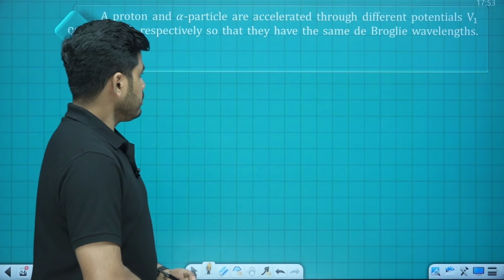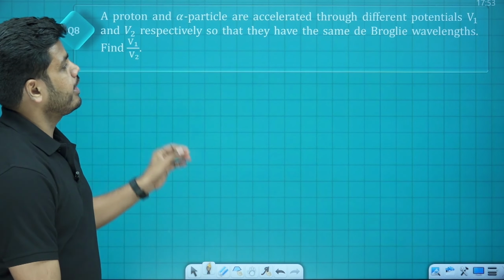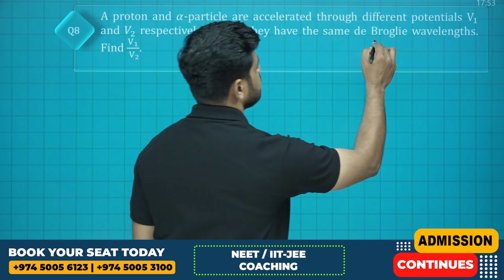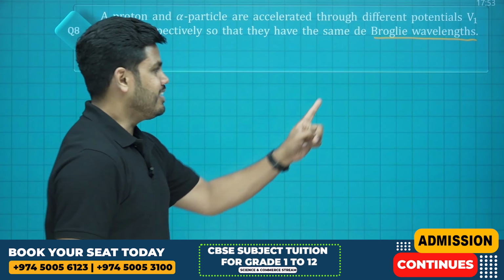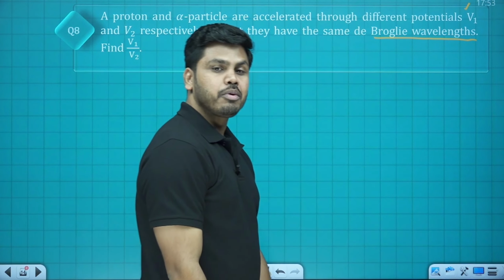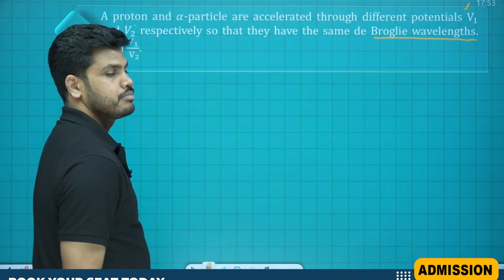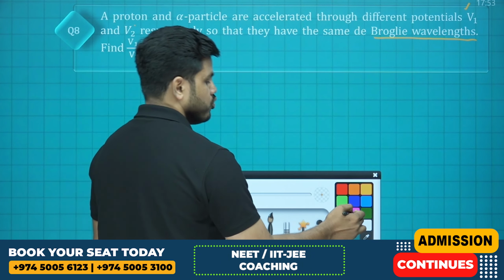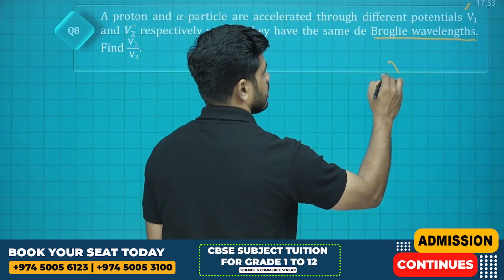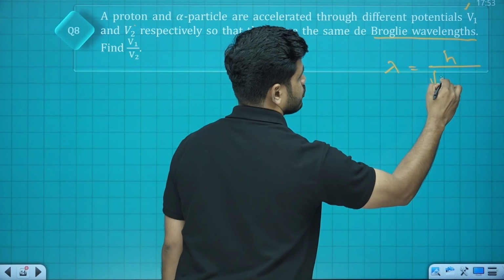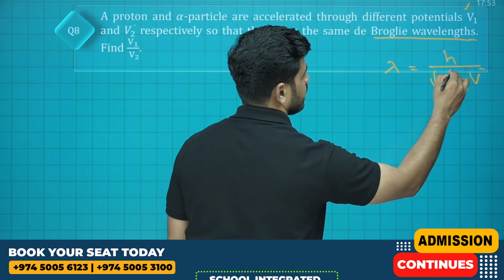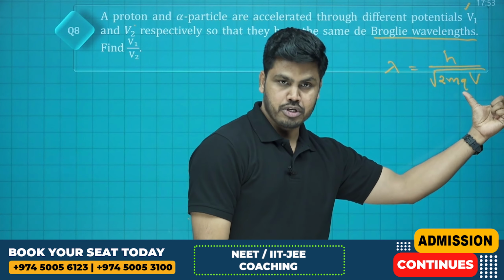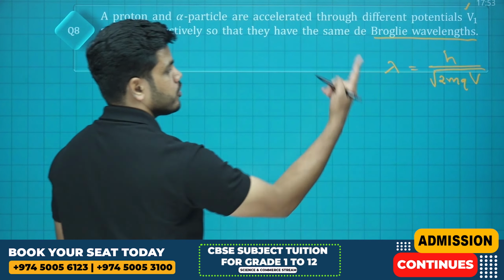Next question. A proton and an alpha particle are accelerated through different potentials V1 and V2 respectively so that they have the same de Broglie wavelengths. V1 is the accelerating potential for the first one, V2 is that for the second. The question itself gives you a hint as to which equation for de Broglie wavelength is to be used. We know lambda is equal to h divided by root of 2mqV, the equation in which we have the accelerating potential. This is the only equation with accelerating potential involved, so this equation is to be used.